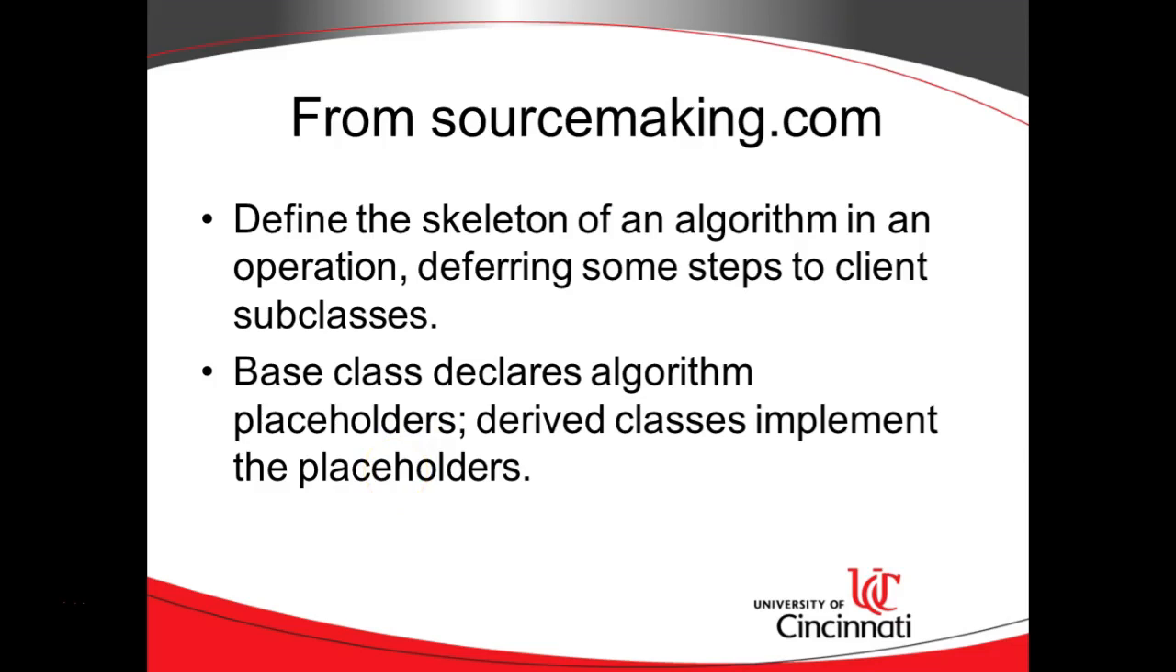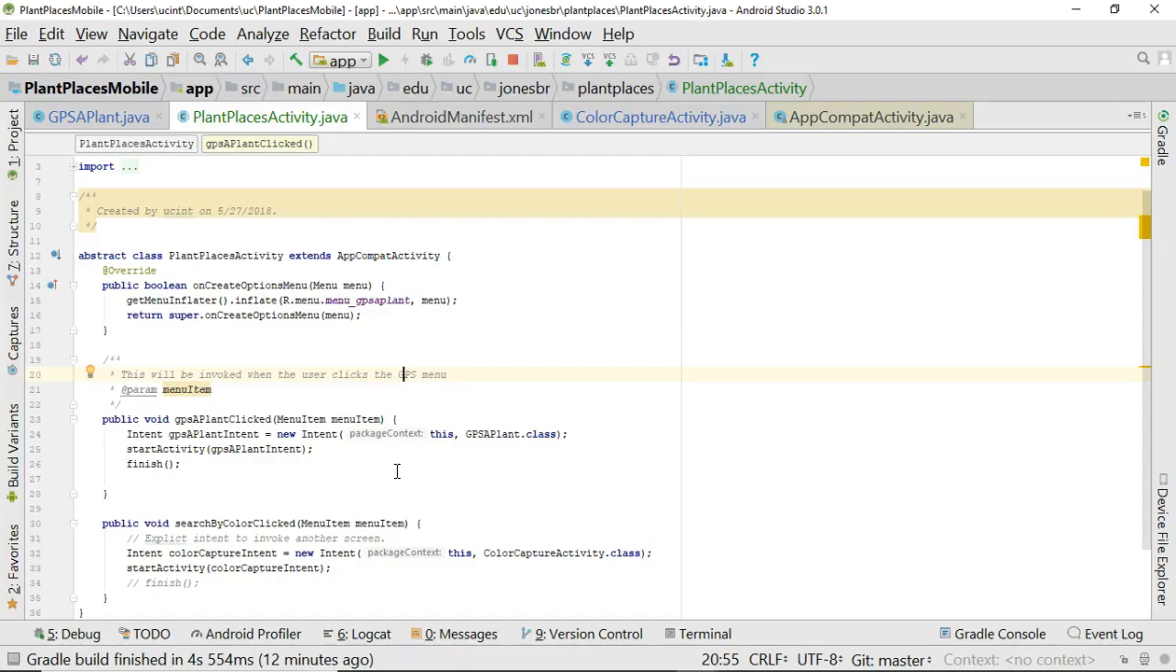This all falls into this template method design pattern that I keep talking about, and here's a description of that pattern. We define the skeleton of an algorithm in an operation, deferring some steps to client subclasses. The base class declares algorithm placeholders. Derived classes implement those placeholders. That might be a bit of a mouthful, maybe it's easier if we look at it with an example. So let's take a look. I'm going to go back to PlantPlacesMobile. And in this onCreateOptionsMenu method, we do have some interesting opportunities that are available to us. Take a look at this.